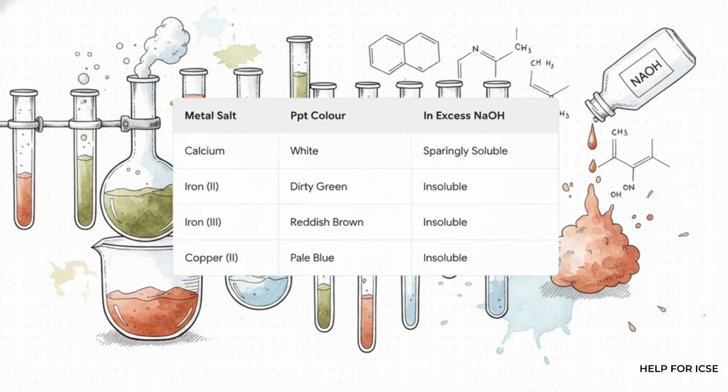Let's map out our baseline rules here and understand exactly which vivid, insoluble precipitates form when we test our standard suspects. Calcium gives us a sparingly soluble white precipitate. Iron 2 forms a very distinct, kind of dirty green solid. Iron 3 drops out as a reddish-brown solid, and copper 2 reveals itself with a pale blue precipitate. And the neat thing, if you add excess sodium hydroxide to these, they stay exactly as they are, completely insoluble.